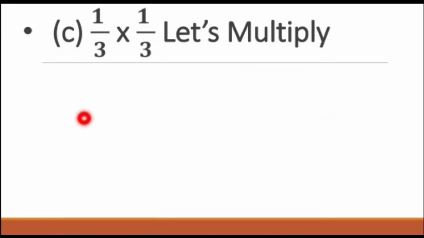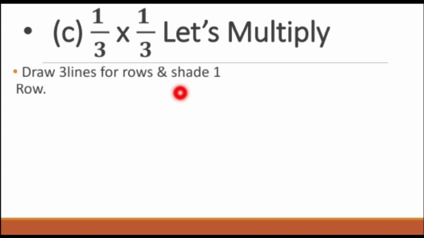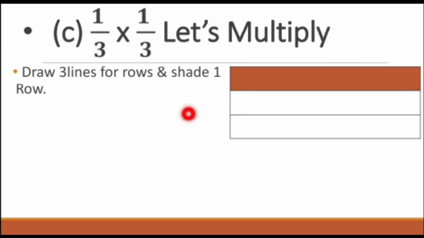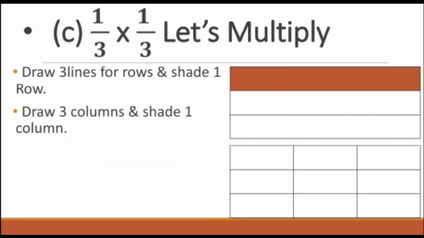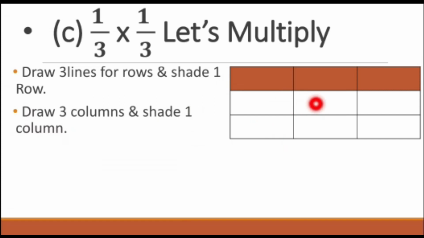Now question number C, here 1 by 3 multiplied by 1 by 3. So we can see here the rows and columns are both the same, okay. So what to do? First we need to draw 3 lines for rows and shade one row, okay. So we have already done this, 3 lines for rows and one row shaded. Next, again we need to draw the 3 columns, okay, and we need to shade one column. Let's see how. Three columns we have already drawn here, and one we need to shade, okay.